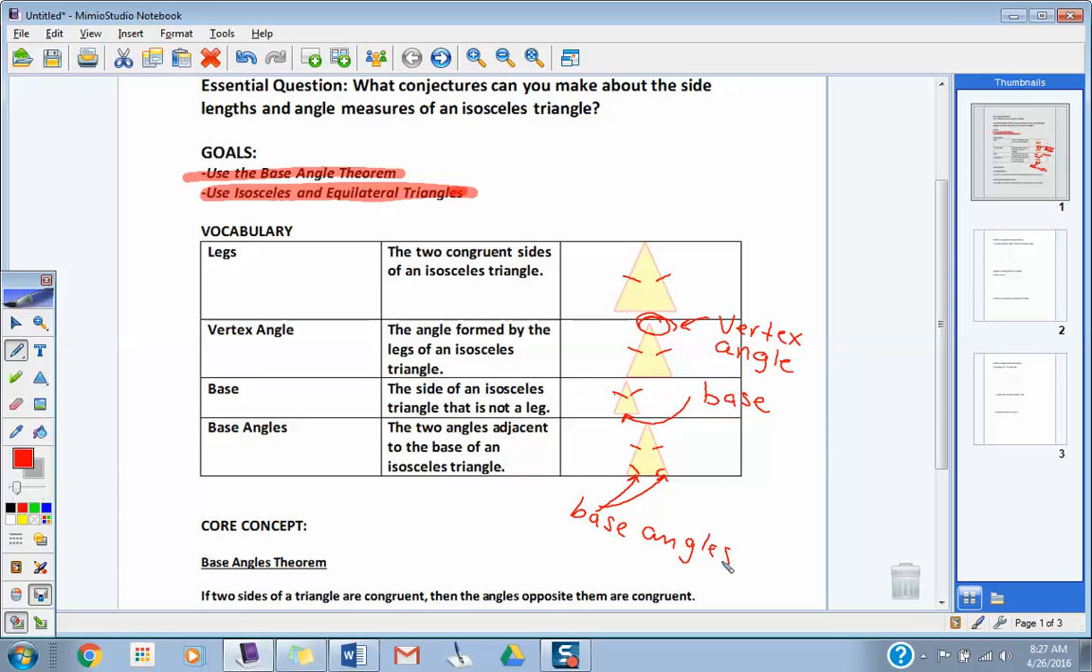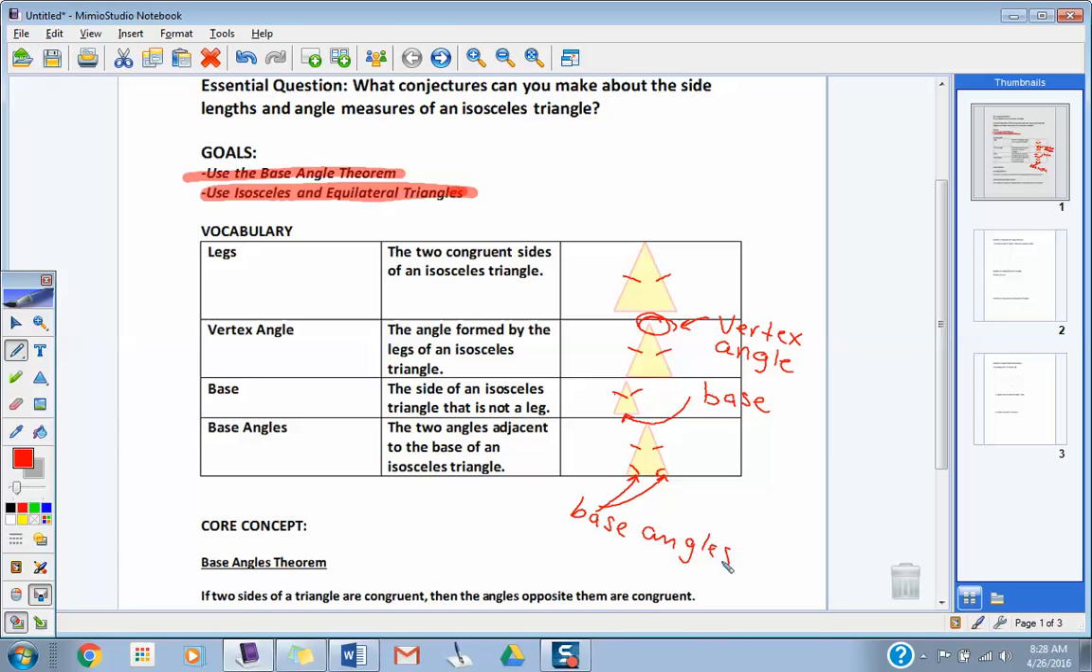All right, so just a quick review on vocab, because these are terms we need to know before we can progress through this section. Are you okay on legs of an isosceles triangle? Are you okay on a vertex angle, that angle that those two legs form? Are we okay on what the base side is of that isosceles triangle? And likewise, are we okay about base angles? Okay, we've got a vertex angle and two base angles.